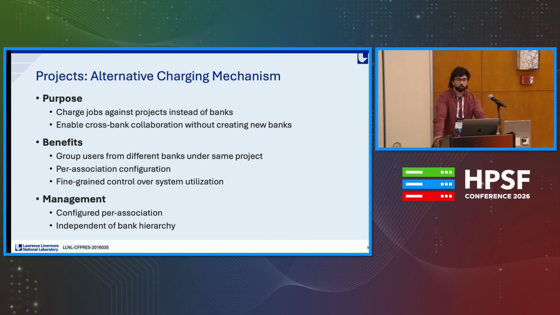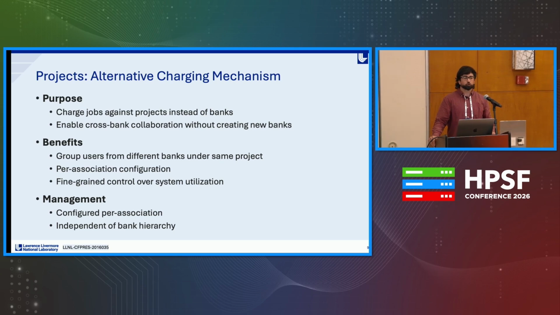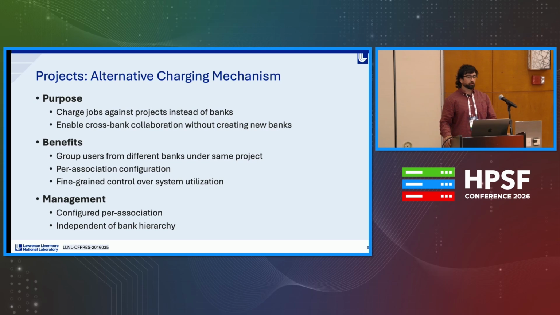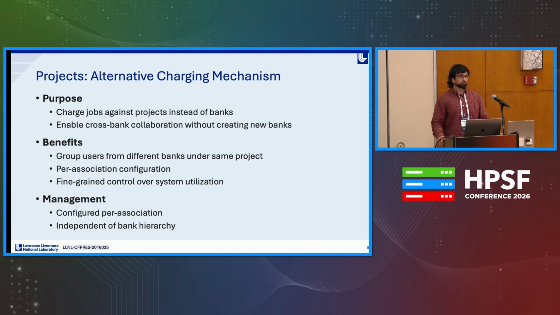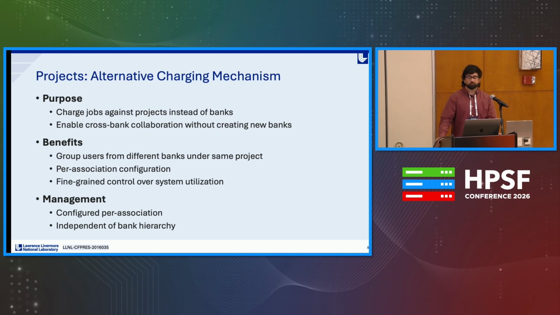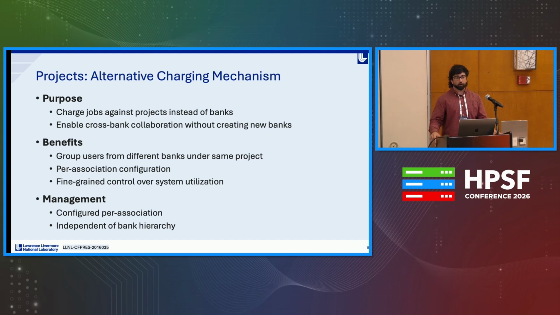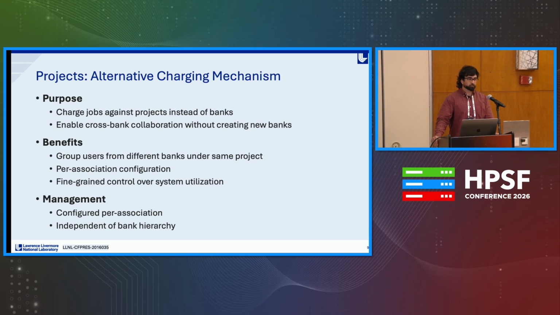Projects are kind of an orthogonal way to track usage for different groups of users who belong to different banks. You might imagine a scenario where there are two different banks that are working on the same thing. So instead of having to create a brand new bank, reconfigure a bunch of properties, and then add users from both banks to a new one, you can just create a project and have both groups of users annotate their jobs against this project. So it's pretty equivalent to Slurm's workload characterization key, or WC key, if you're familiar with that.